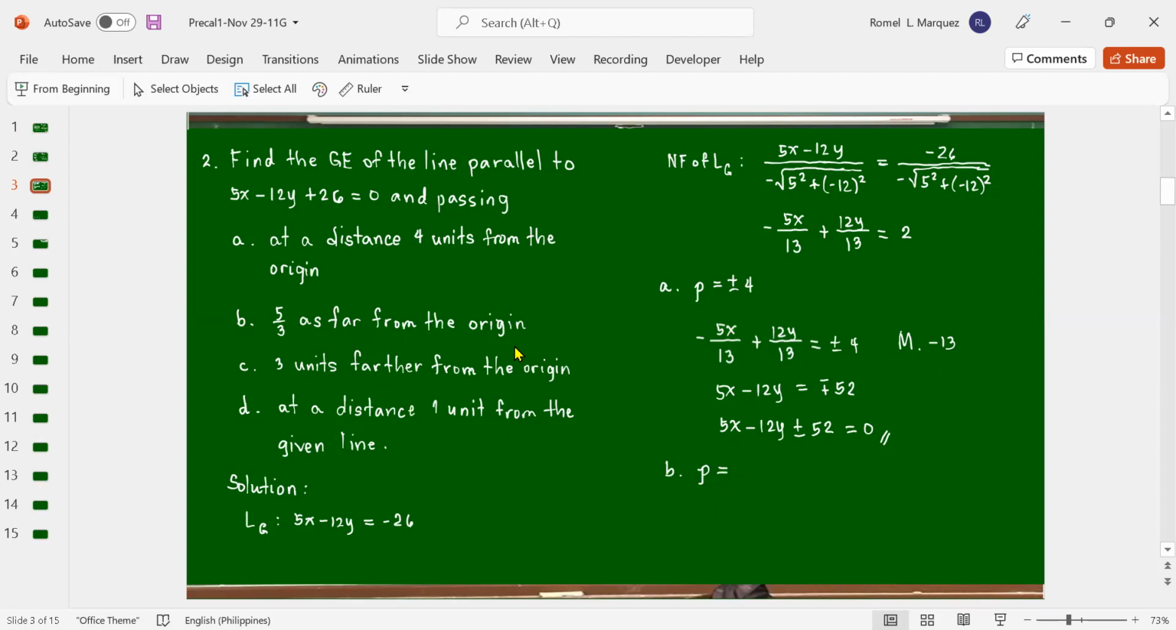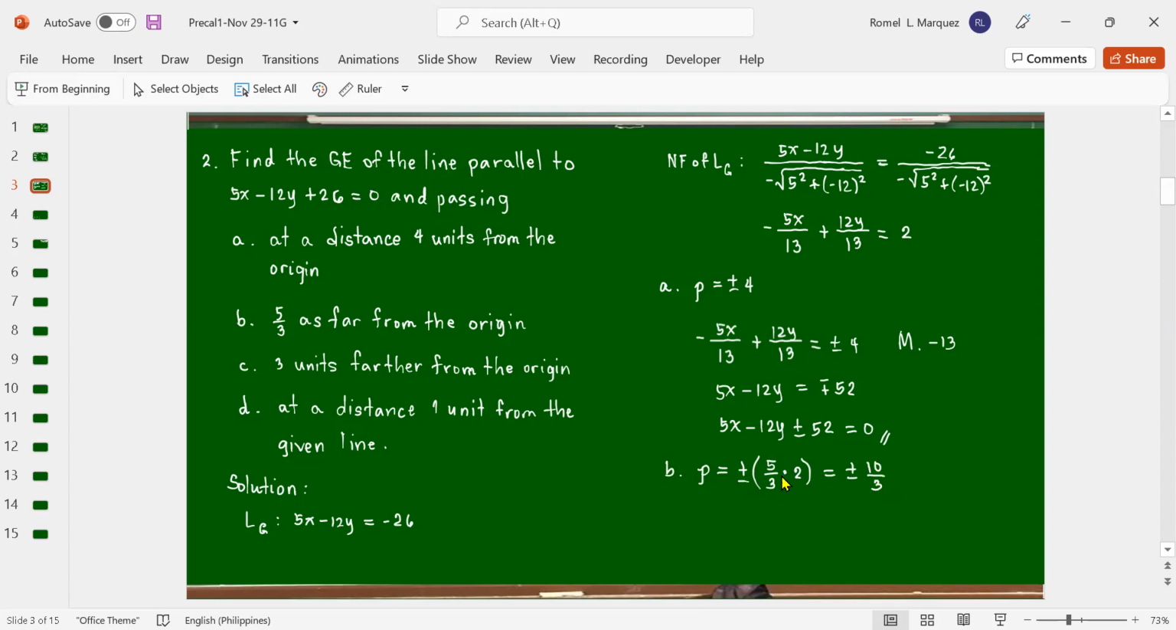5/3 as far from the origin. Remember a while ago, twice as far. We just double the actual distance of the given line from the origin. So here the actual distance is 2. 5/3 of that. Okay, guys, what is 5/3 of 2? So that is 10/3. Am I right, guys? 5/3 of 2 can be above or below. So it means plus or minus 10/3.